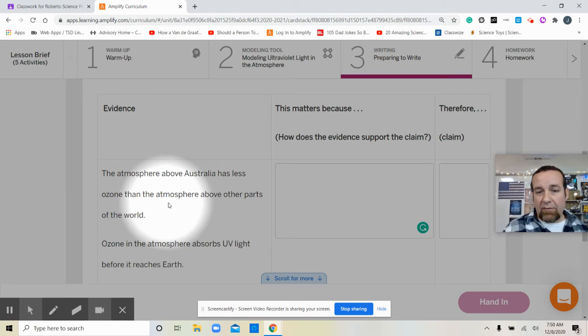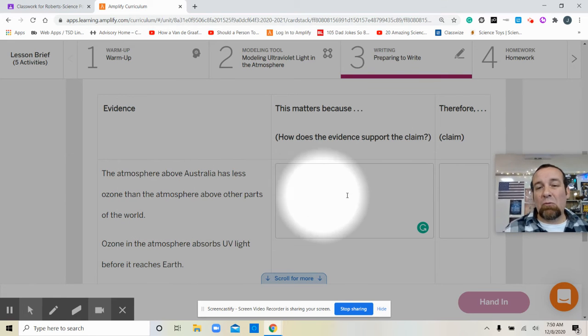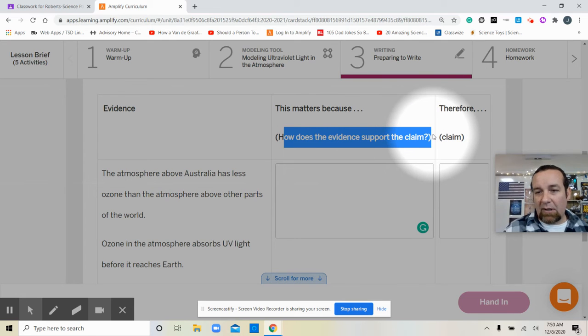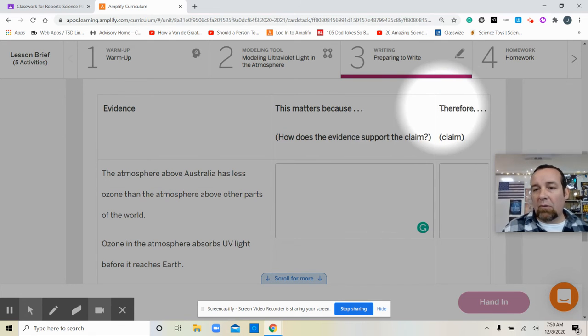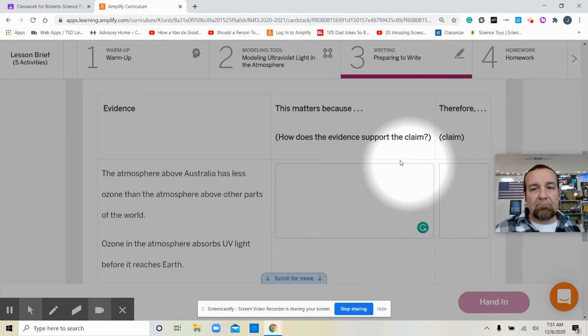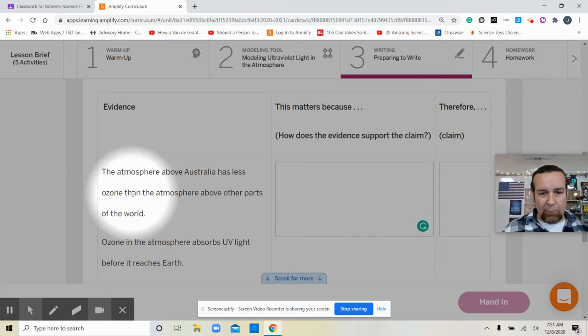So you're talking about what the evidence is here. You're going to tell me why it's important, or how the evidence supports the claim. And then you're going to make your own claim, in other words, a statement. Let me find an example.